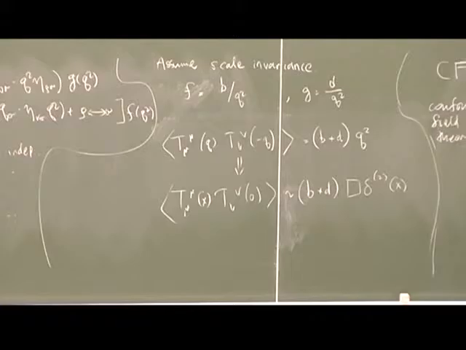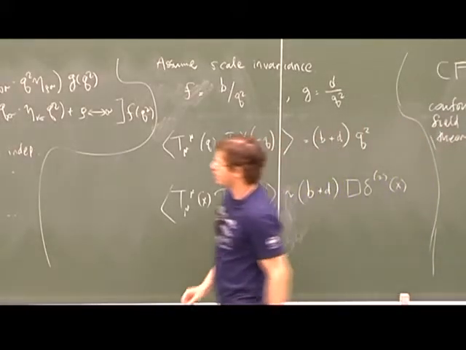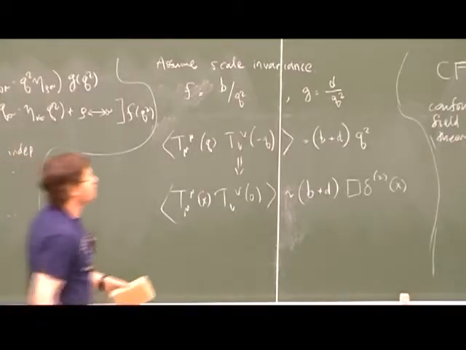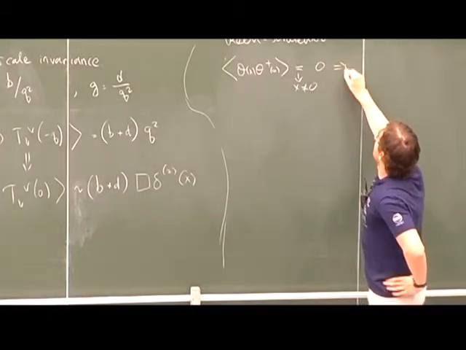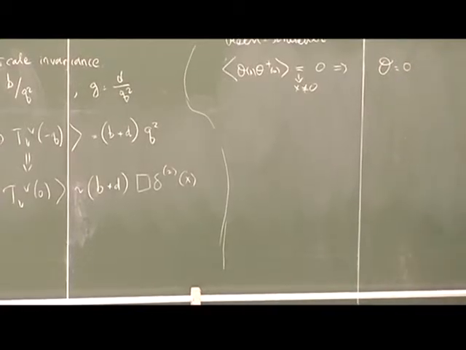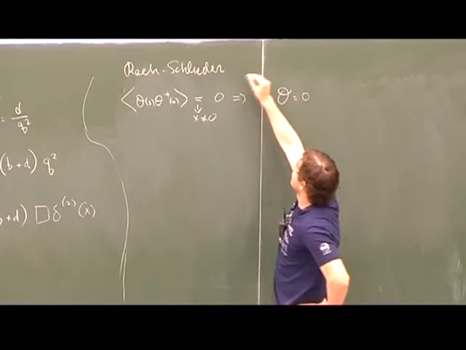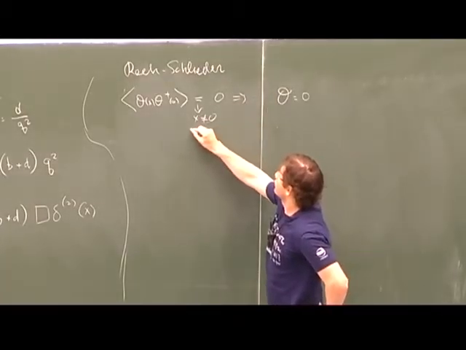Now, the next step is that there is something which is called the Reeh-Schlieder theorem, which says the following thing. If a two-point function in a unitary quantum field theory of an operator and its Hermitian conjugate vanishes, so if O O dagger vanishes when x is not equal to 0, then the operator O is itself a vanishing operator in unitary theories. This is only true in unitary theories. So we assume that x is non-zero, and we assume unitarity.